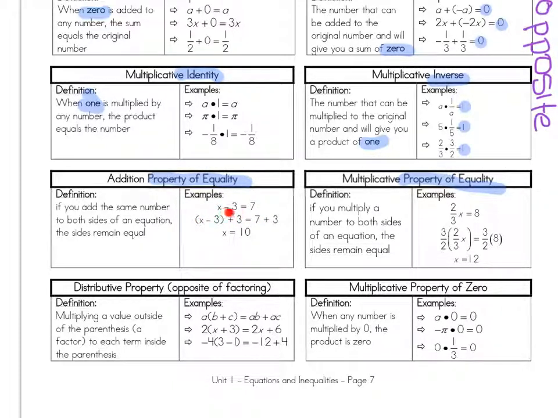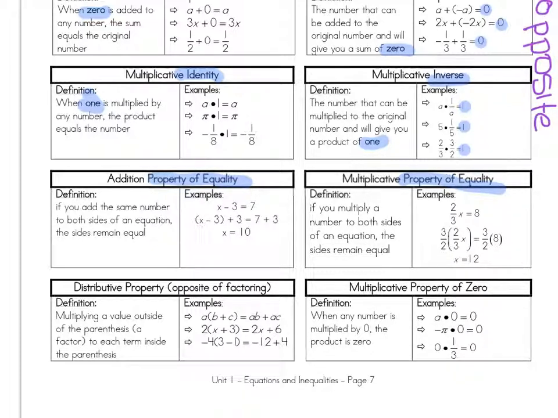Well, if we want to take that negative 3 and move it to the other side, we're just going to add 3 to both sides of the equation. Some of you remember, and you might say, oh, I don't show it like this. I show a plus 3 underneath that negative 3 and a plus 3 underneath that 7. Same difference, okay? So this is really the addition property of equality.